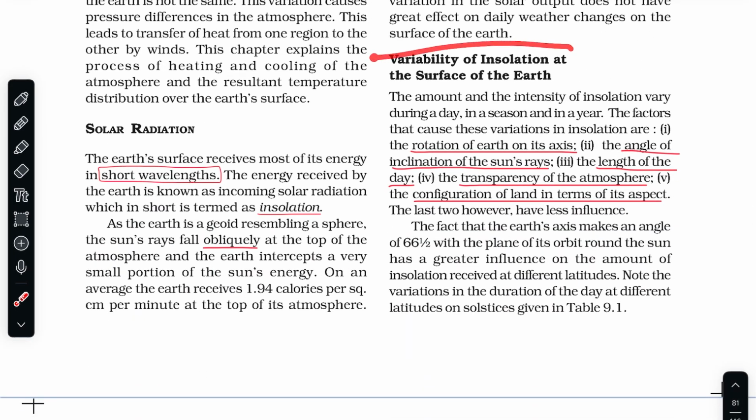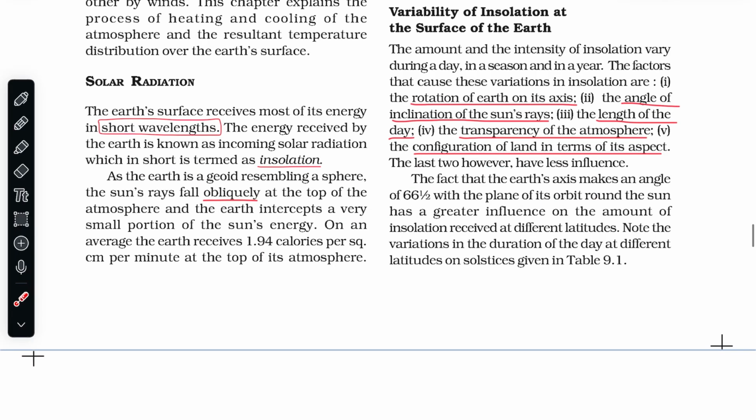So, the variability of insolation at the surface of the Earth. The amount and the intensity of insolation vary during day, in a season, and in a year. The factors that cause these variations in insolation are rotation of the Earth on its axis, the angle of inclination of the sun's rays, the length of the day, the transparency of the atmosphere. The length of the day basically depends also on the rotation of the Earth, the transparency of the atmosphere, then the configuration of land in terms of its aspect. The last two, however, have less influence.